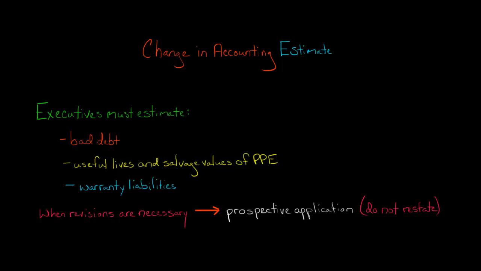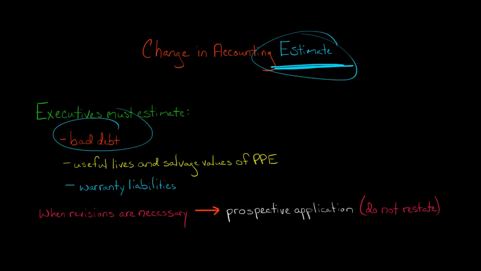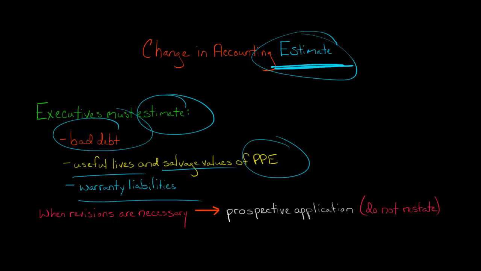In this video, I'm going to show you how to account for a change in accounting estimate. So estimates are a big part of accounting. Managers have to estimate how much bad debt there will be, what will be the useful life and salvage value of any property, plant, and equipment, what kind of warranty liabilities the company will have. And so they're going to make mistakes because the estimates are going to be off.